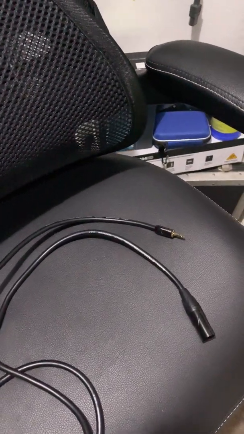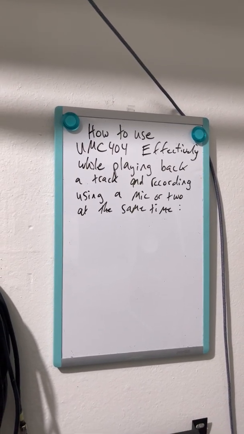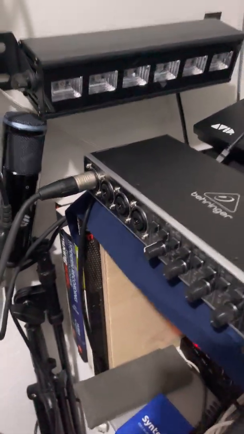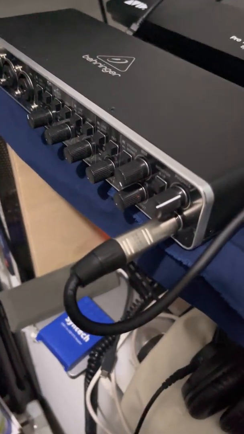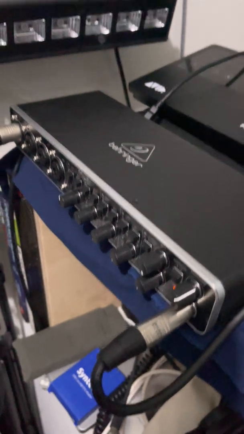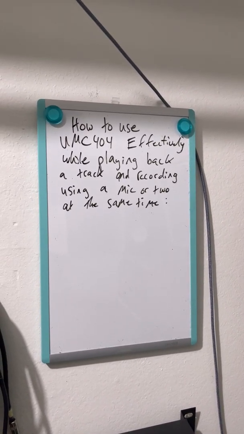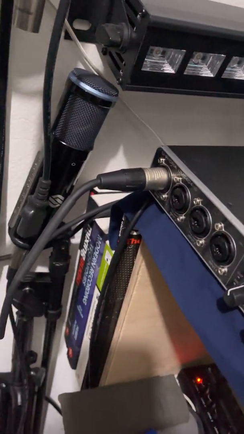Hey everyone, if you're watching this, I'm about to demonstrate how to use the UMC404, the Behringer U-PHORIA, for inputs and a bunch of outputs. We're not going to talk too much about the outputs today. We're mostly going to talk about the headphones, and how to play back an instrumental track and record a mic, or two, or three, up to three. We can use up to three because we're going to end up using this handy dandy cable.